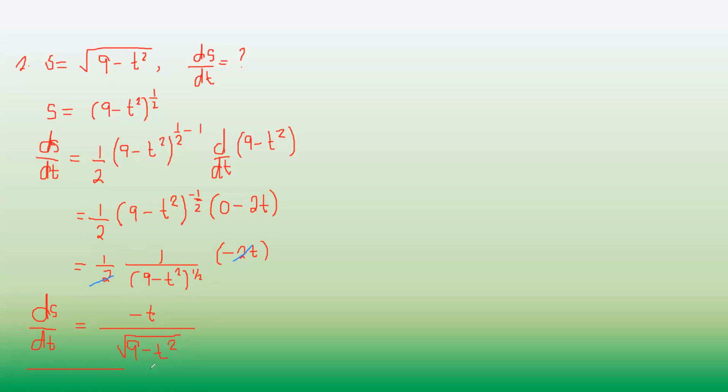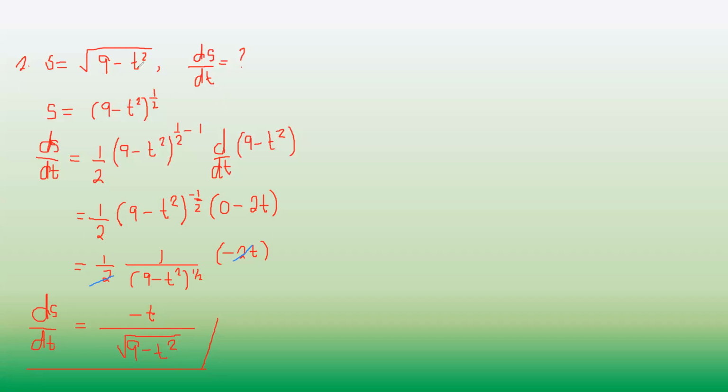This is our ds over dt. Or pwede na rin i-rationalize, ano? Kung pwede i-rationalize, times square root of 9 minus t squared. So magkakaroon ka ng negative t, square root of 9 minus t squared, all over 9 minus t squared. Okay, so yan yung ating example number 2. So ganyan gagawin pag radical. No, para siyang mahirap pero pwede mo applyan ng general power formula. Okay.